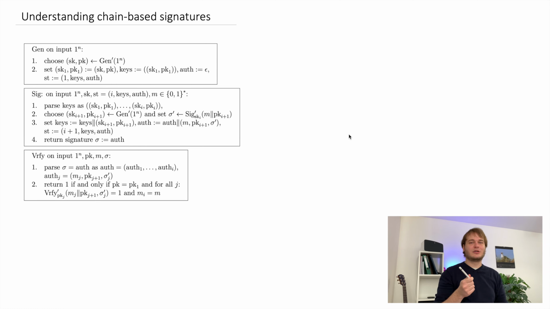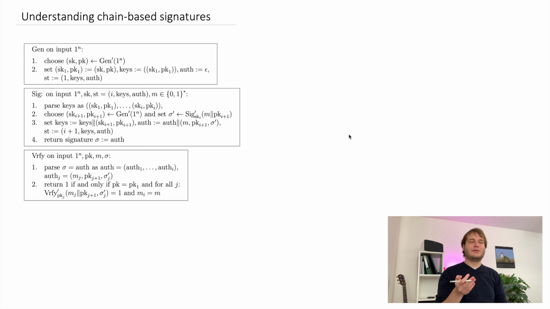Hi, we'll talk about chain-based signatures. So the scenario is we have some one-time signature scheme for arbitrary length messages. For example, we could use Lamport's signature scheme. And now we want to create a signature scheme that's multi-time secure. So the adversary can query as many messages as he wants. He will get signatures for this.